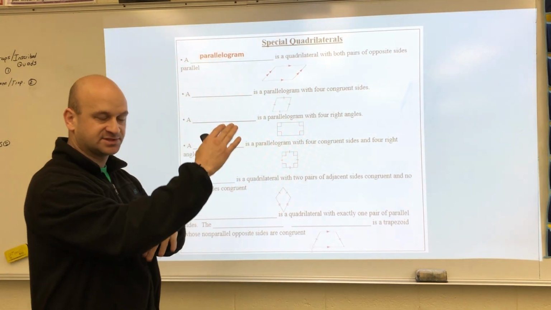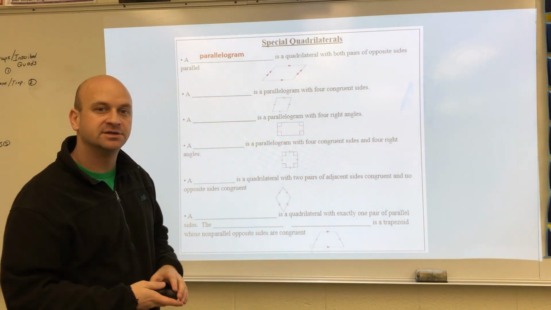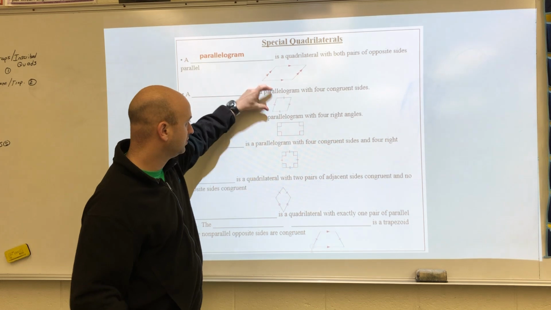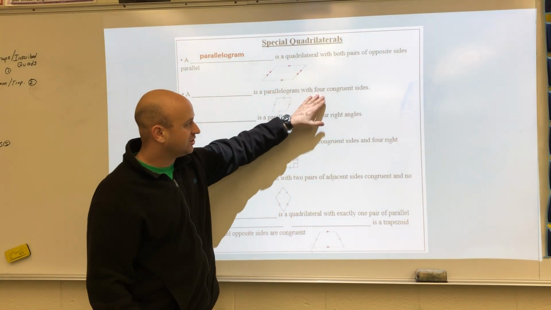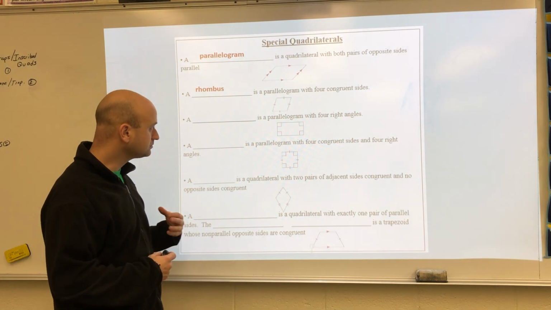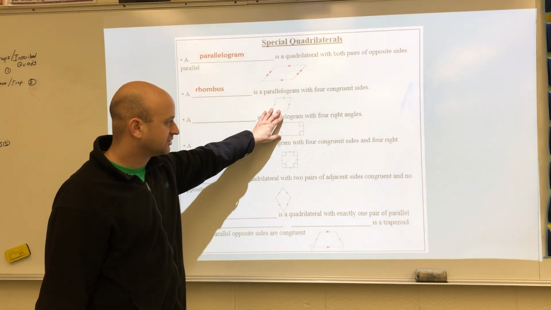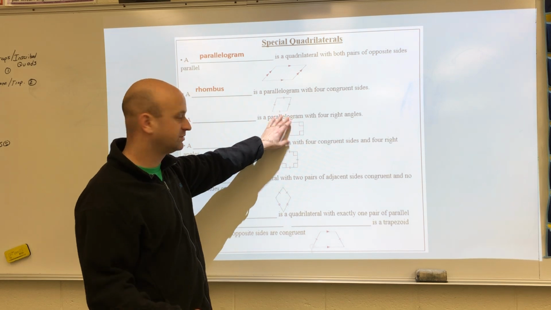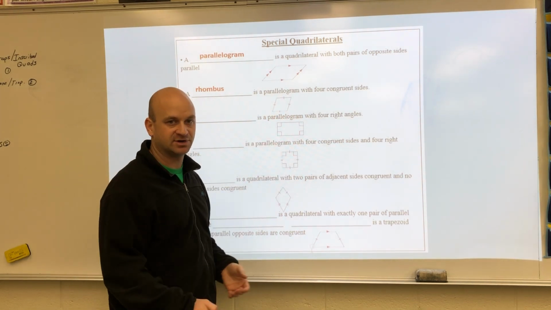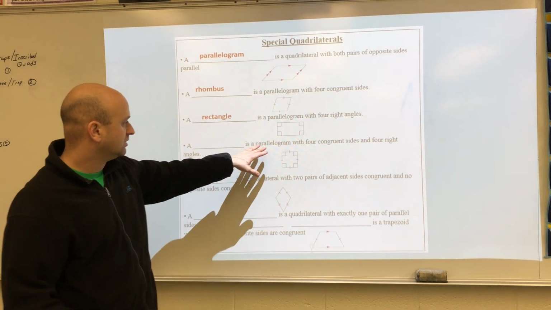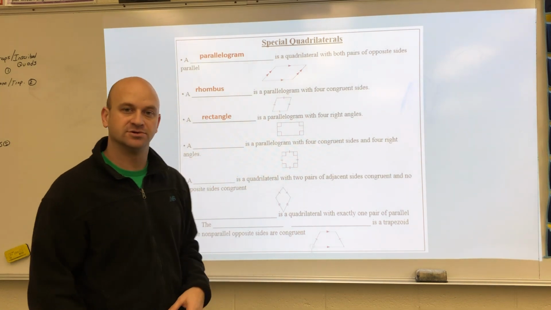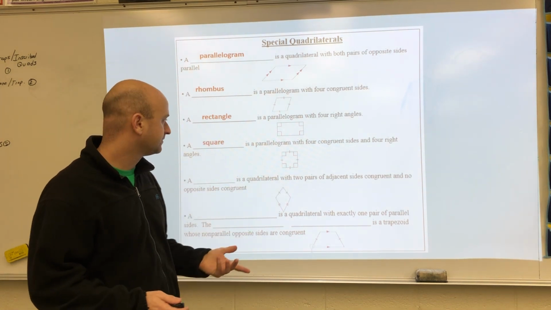All right, so opposite sides are parallel, and usually there's a marking that says so. If we have a parallelogram, so we already know that opposite sides are parallel, but it also has 4 congruent sides, that's going to be called a rhombus. Now we go back to the parallelogram and we have 4 right angles. So opposite sides are parallel and the 4 right angles make that a rectangle. A parallelogram with 4 congruent sides and 4 right angles is going to be a square.